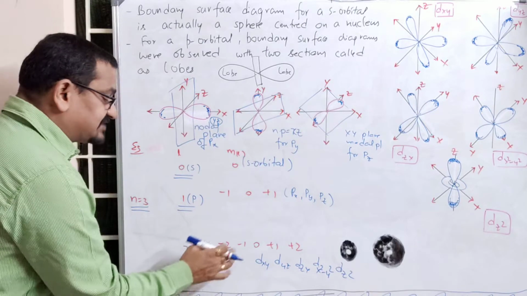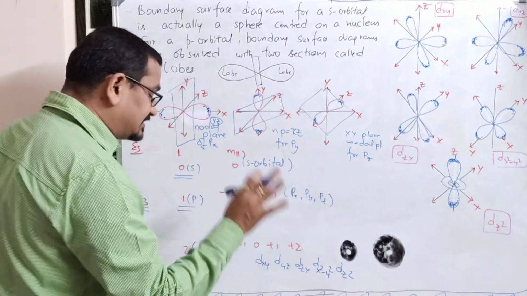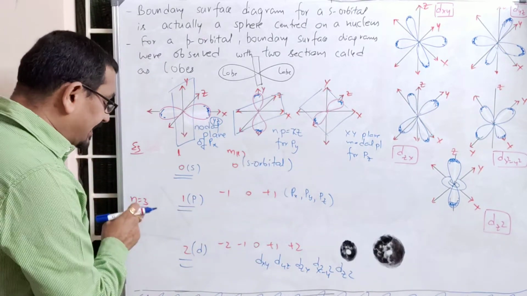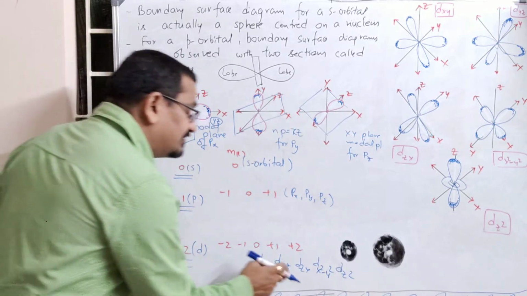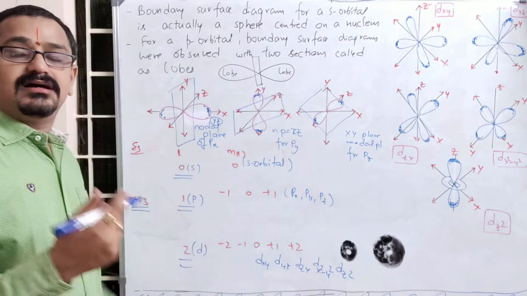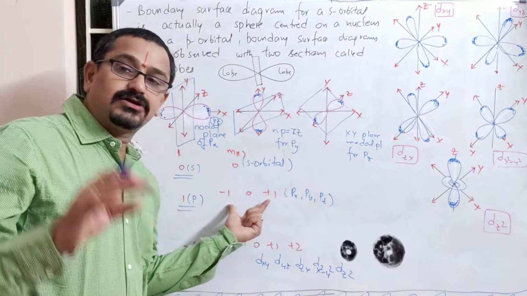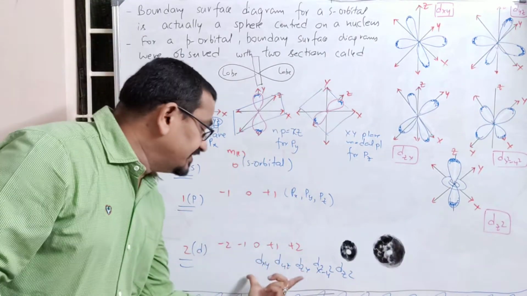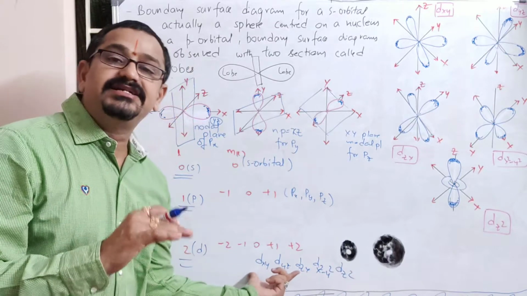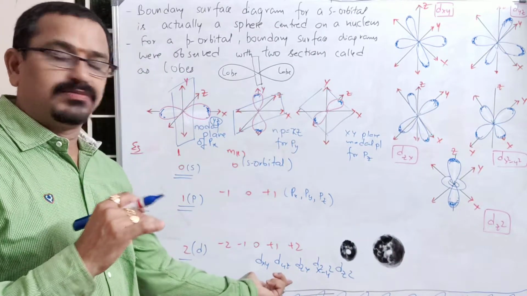Similarly, for dxy, dyz, dzx, dx square minus y square and dz square, the 5 d orbitals, the n and l values are the same. That's why these 5 were observed to have the same energy. In this way, the set of these 3 orbitals were called degenerate p orbitals. These 5 d orbitals were also called degenerate d orbitals.